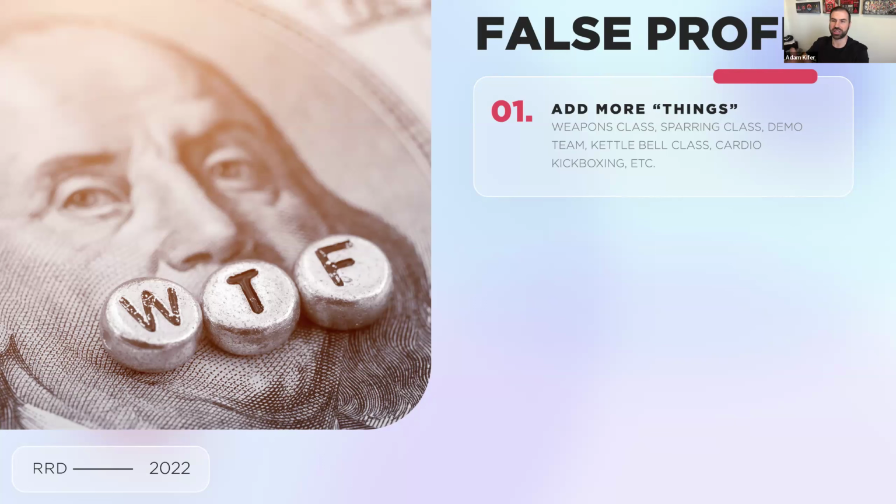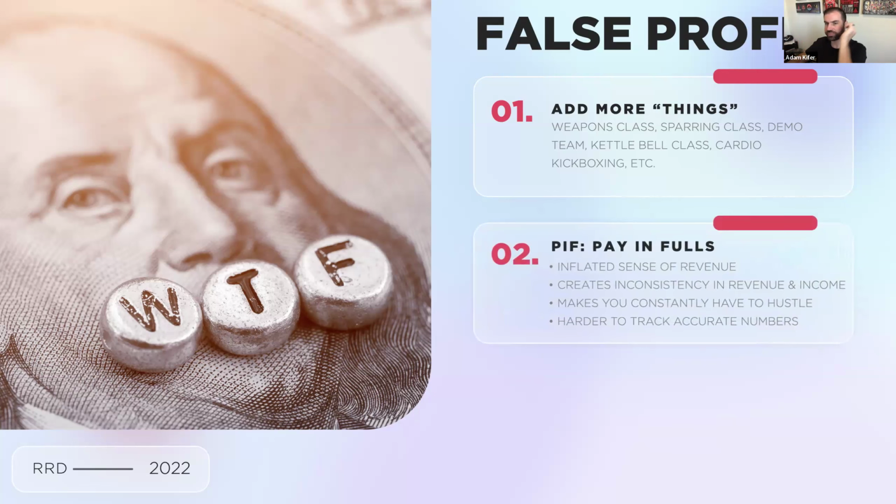And instead, I would challenge all of you to look at your systems, your processes, your programs, your offerings, and just think, how can I simplify this? Because logistically, it's going to make it easier on my staff. And it's also going to be way easier on the consumer end for everyone to understand our offerings if it's simplified. Okay, number 2, pay in fulls.